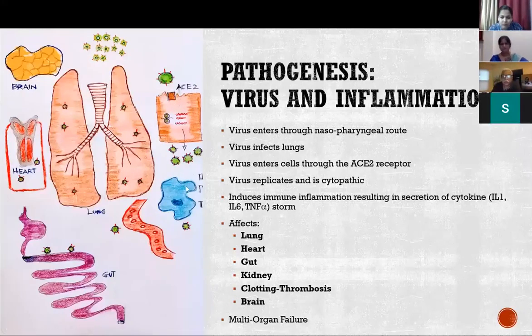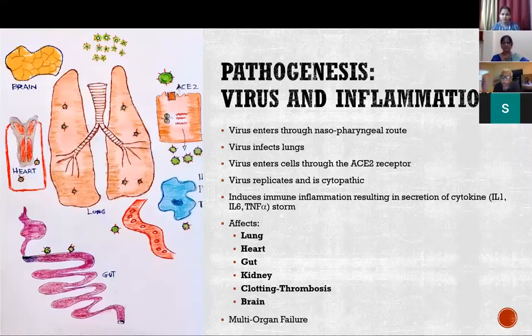Then the virus enters macrophages and dendritic cells, and it induces this massive inflammation. This inflammation results in affecting the heart, the gut, the brain, and so you see all these pathological effects of the virus. And then finally you get multi-organ failure, which results in death.